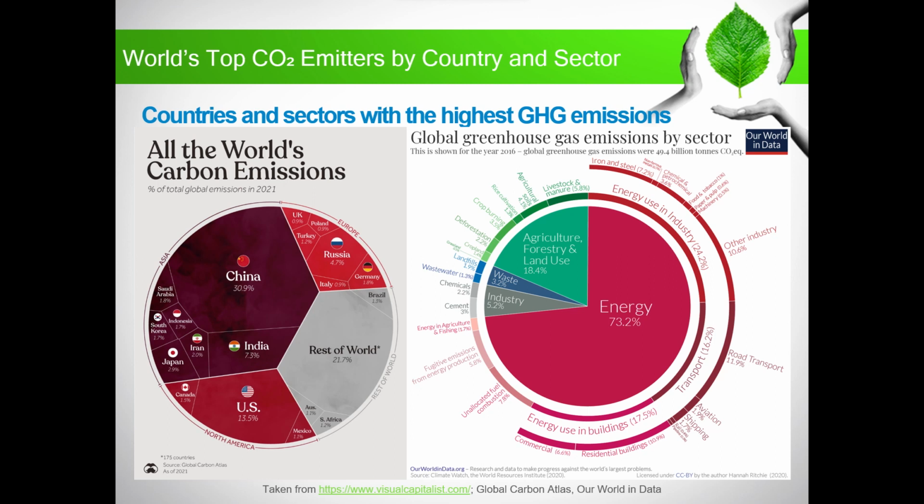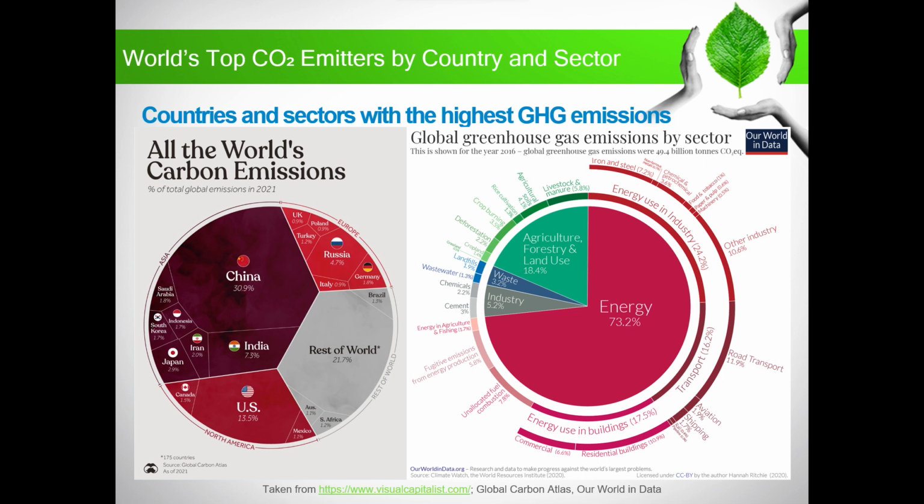Let's delve deeper into the global landscape of greenhouse gas emissions, focusing on both the countries and industrial sectors that are the largest contributors. This perspective is essential for understanding the broader implications of global industrial activities on climate change. Recent data from the Global Carbon Atlas, encompassing 175 countries, reveals the top polluters worldwide.